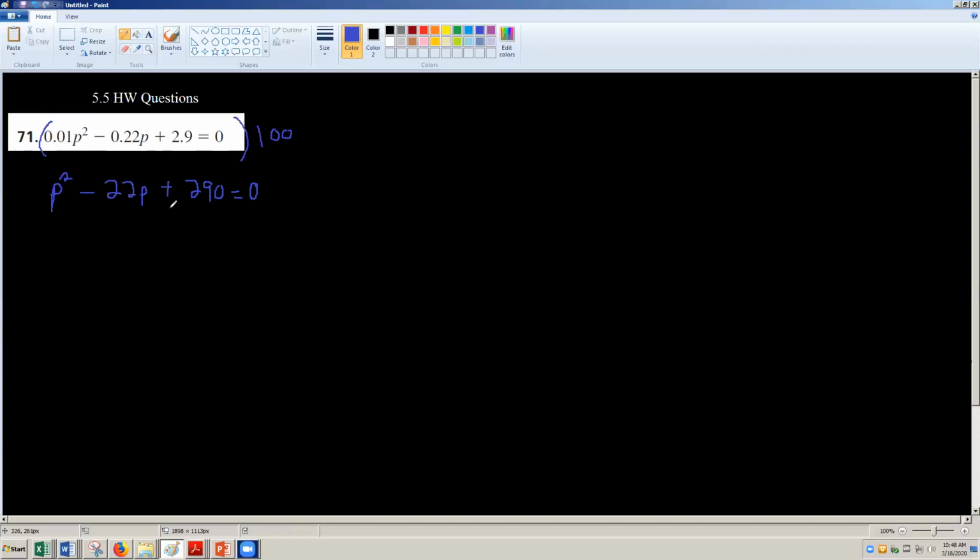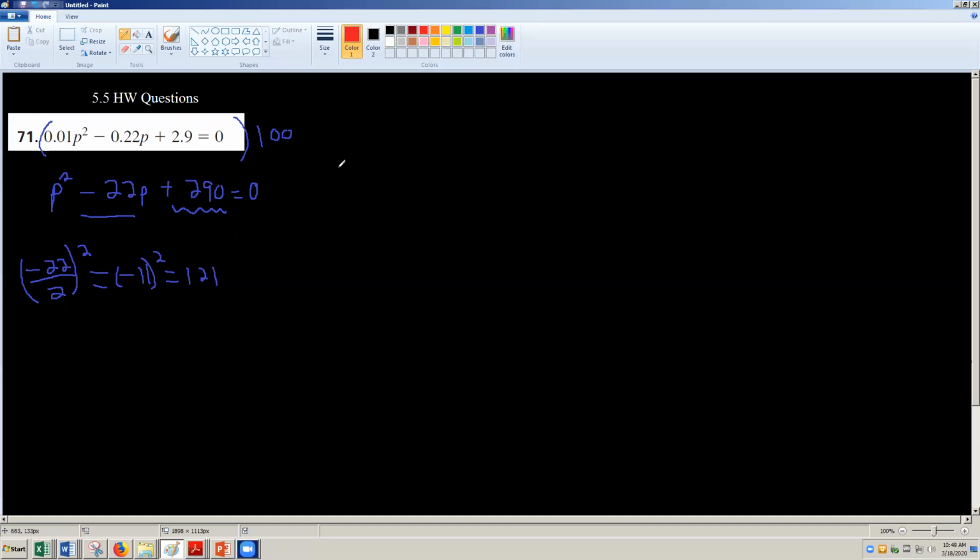Well, the next thing I'm going to do is say, is this 290 what I wanted? No, it's not what I wanted. I wanted 1/2 that thing squared. So here again, my b value, negative 22, divided by 2 squared. So this ends up giving me negative 11 squared, which is 121.